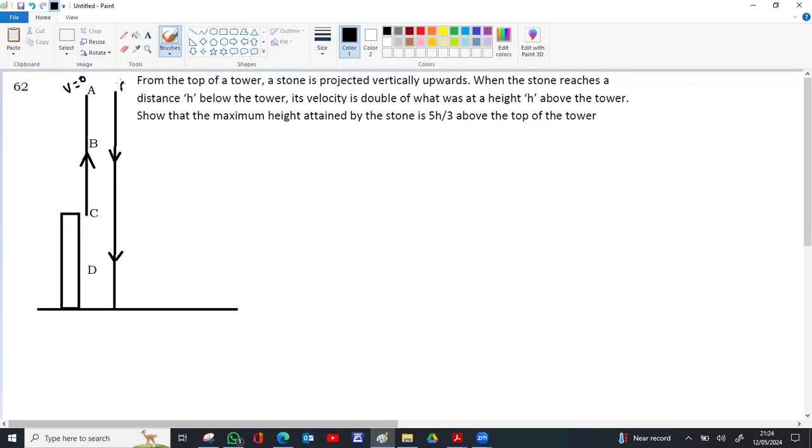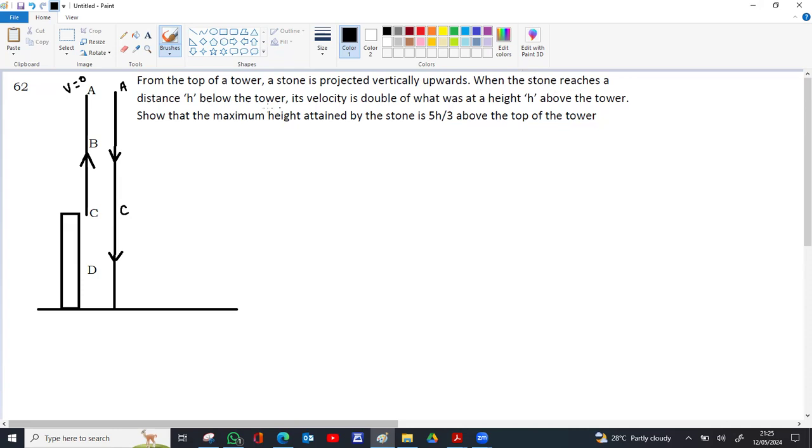Then it starts falling down from A. It will reach C, the same height again. It will go down and finally reach the ground. After reaching the highest point, it starts falling down. Velocity will increase in the downward direction. It will reach back C, then it will go further down.